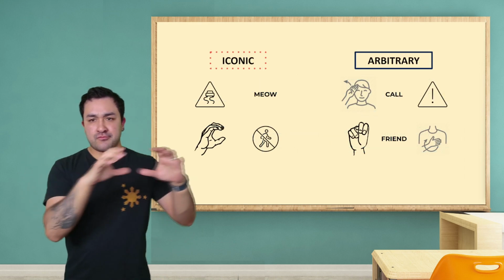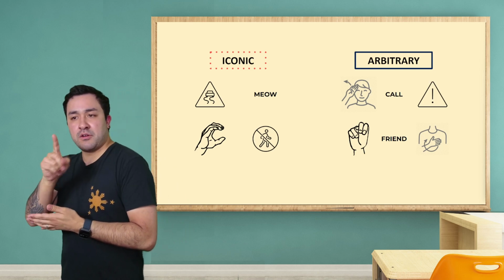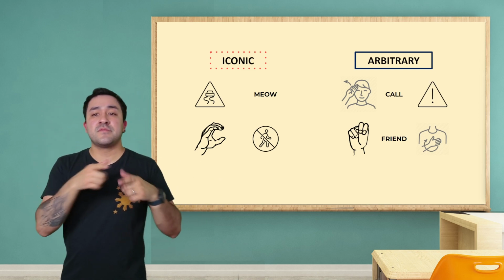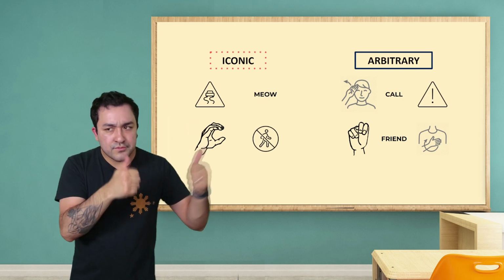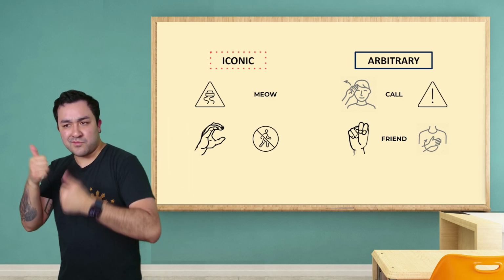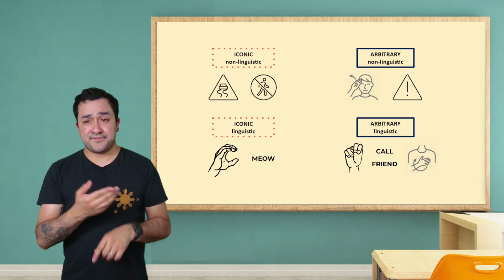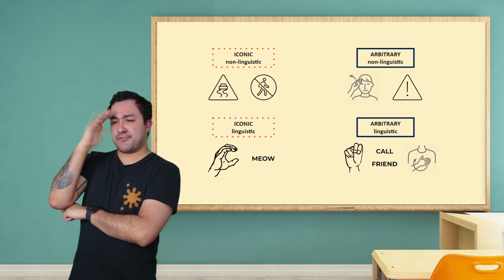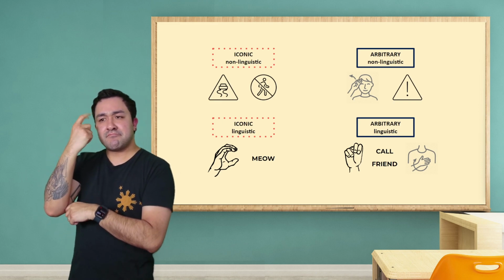Let's go back to our cluster of symbols. We already categorized them as iconic or arbitrary. Now go ahead and classify them as linguistic or non-linguistic. We started with 4 iconic symbols. 2 of them could be subcategorized as iconic non-linguistics.